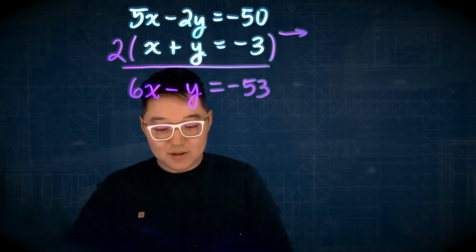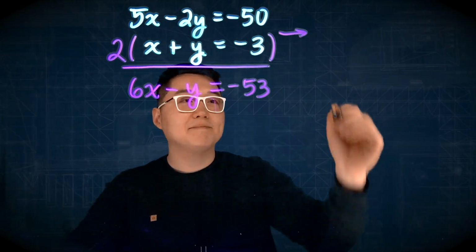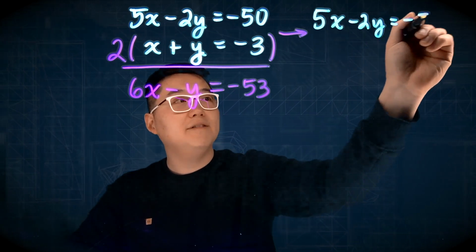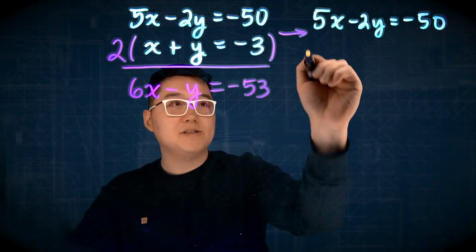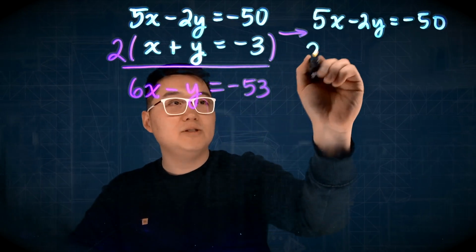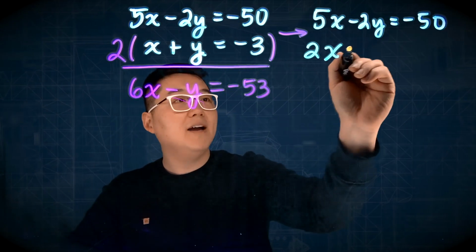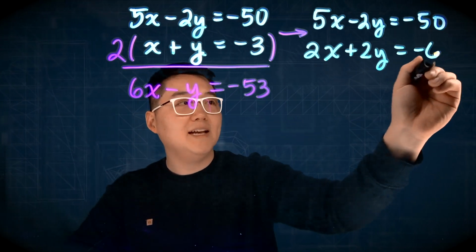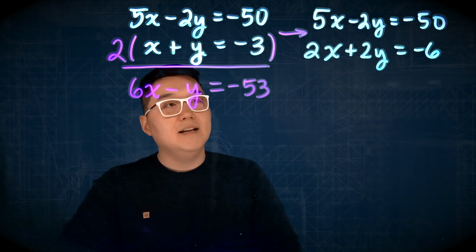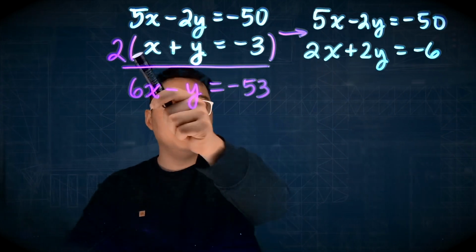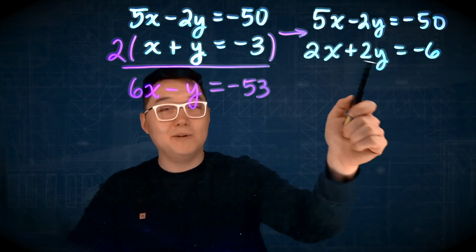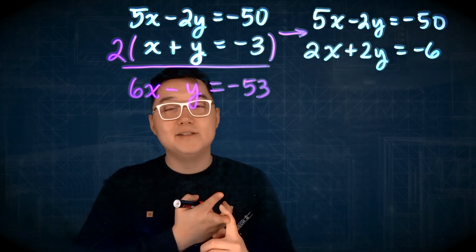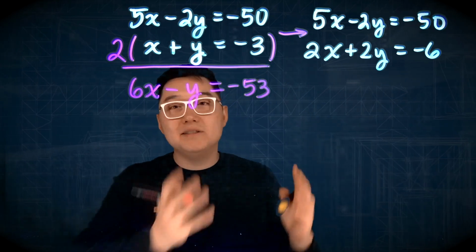So when you combine those two equations, this is what we get. This is 5x minus 2y equal to negative 50. But in the bottom equation, we now have 2 times x, which is 2x, 2 times y, which is positive 2y, and then 2 times negative 3, that is negative 6. Now, multiplying everything by the same constant is still okay, because that doesn't change the slope or the y-intercept of that same line. It just looks different.